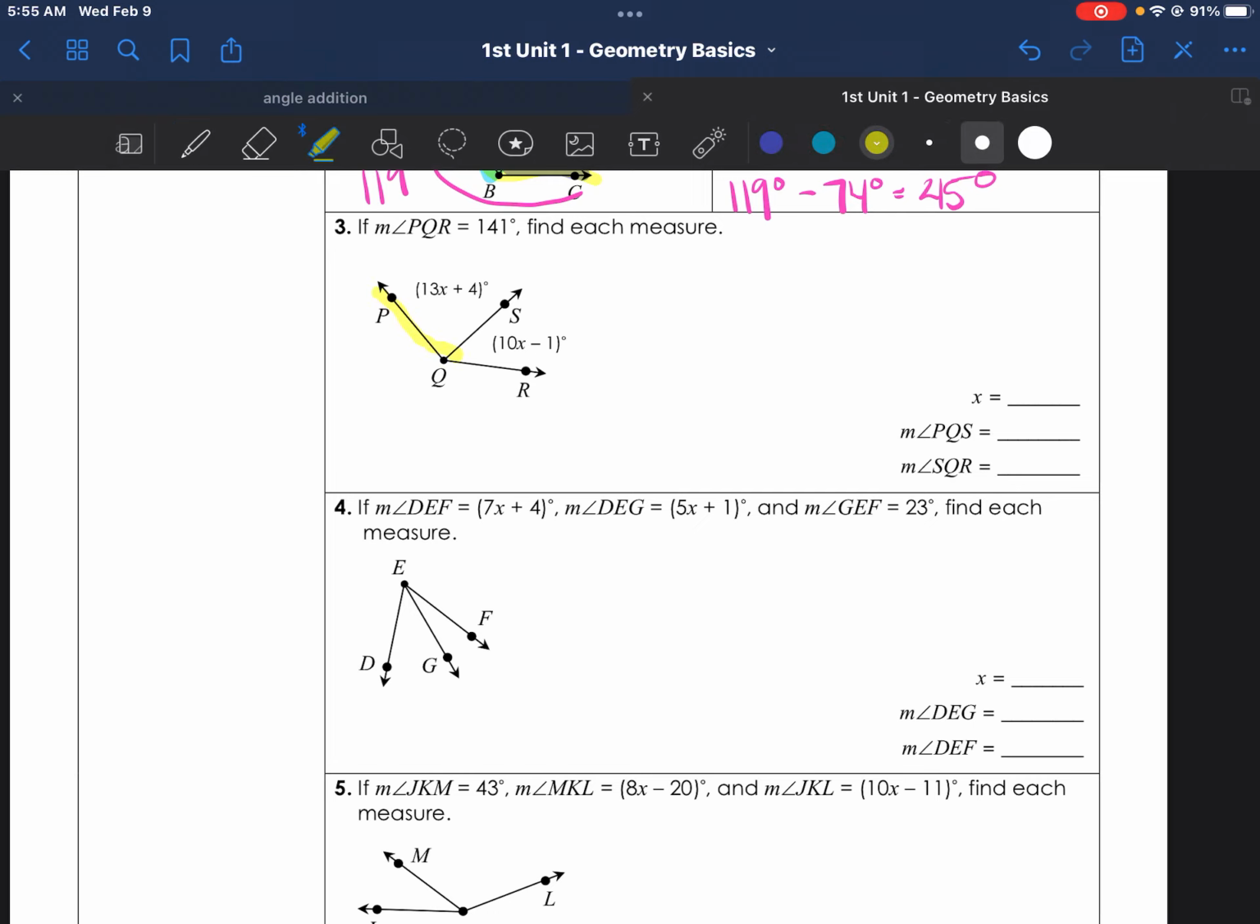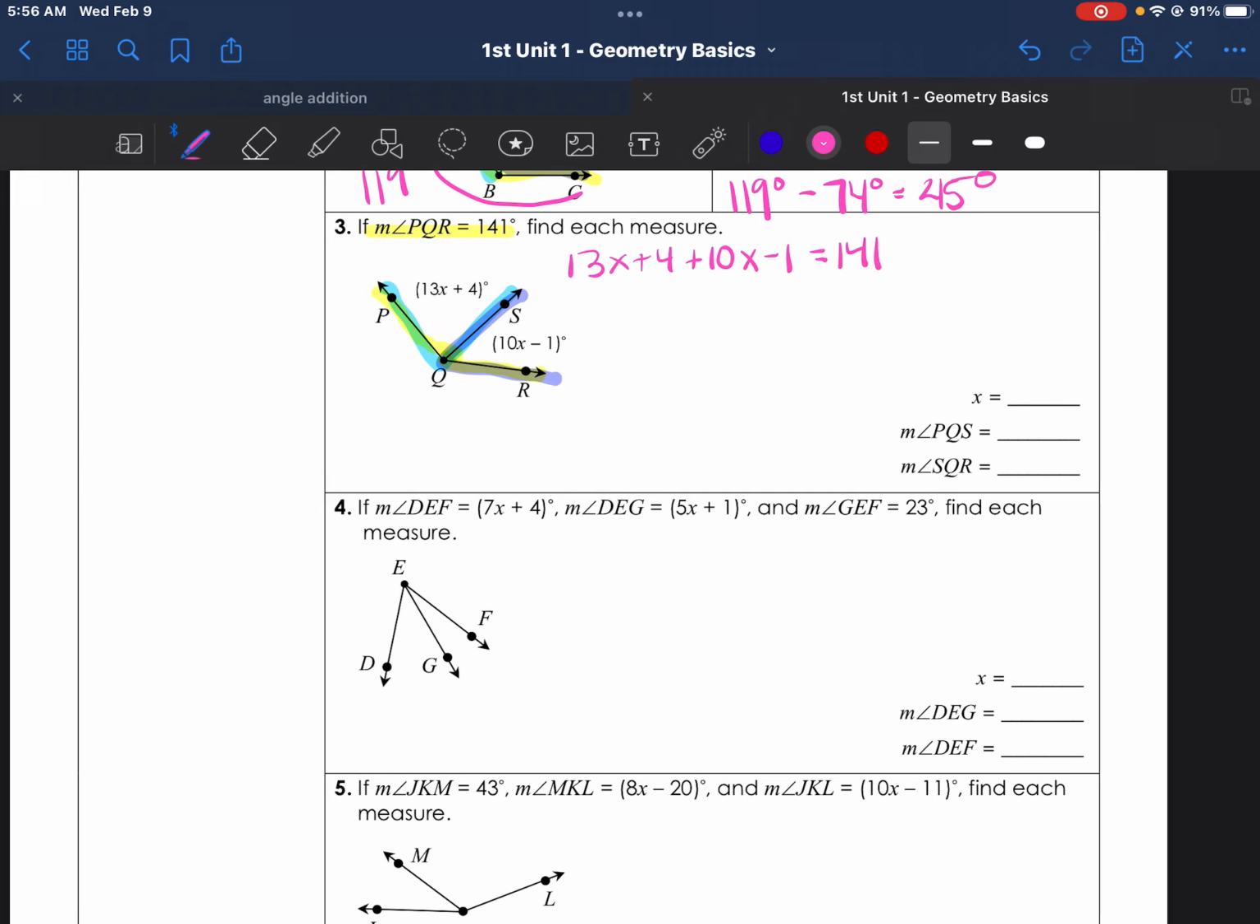Highlight your biggest angle, which is PQR. So, right here it says PQR is 141 degrees. So, that means I need to add these two smaller angles and set it equal to 141. So, I'm going to have 13x plus 4 plus 10x minus 1 is equal to 141 degrees.